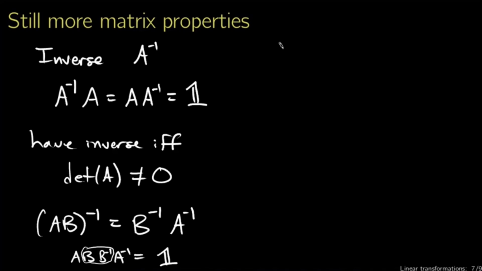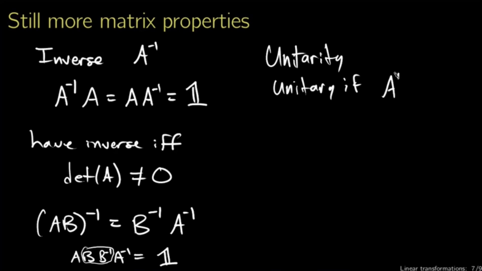One last property to mention, I think that's about it: unitarity. We describe a matrix as unitary if the Hermitian conjugate of the matrix is the inverse of the matrix. So I can take this little horizontal line and push it a little bit to the left.